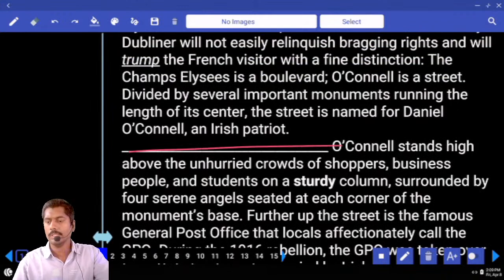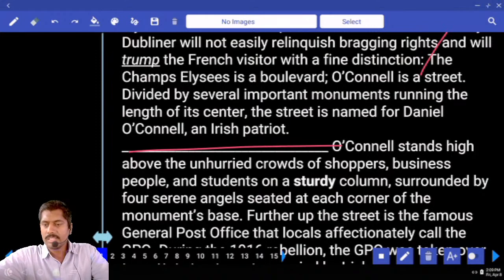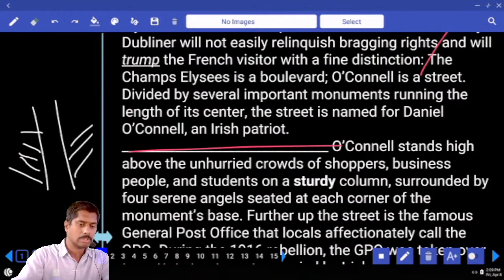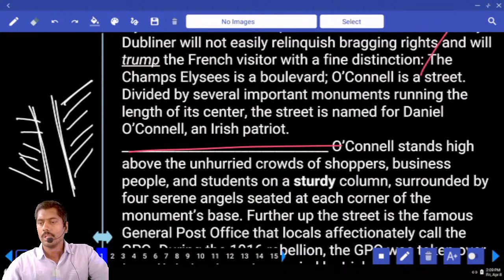Here, the blank. So, I'm reading the sentence above and the sentence below, both. The Champs-Elysees is a boulevard. Do you know boulevard? A boulevard is nothing but a road. On both sides, trees will be there. In between is the road. That is called a boulevard. So, the Champs-Elysees is a boulevard.